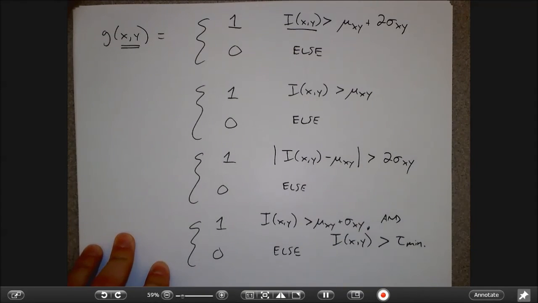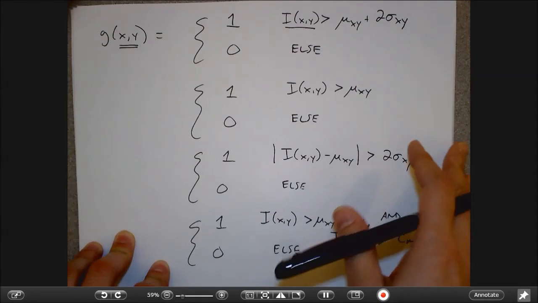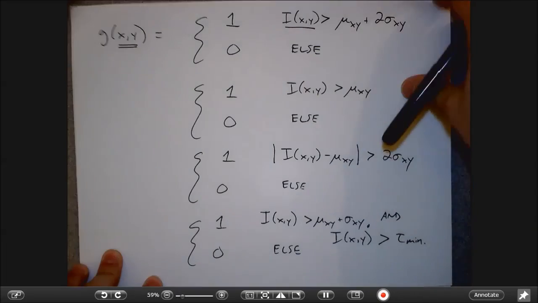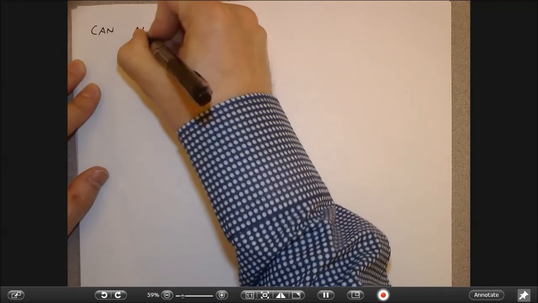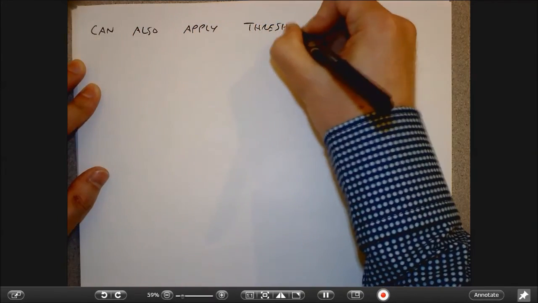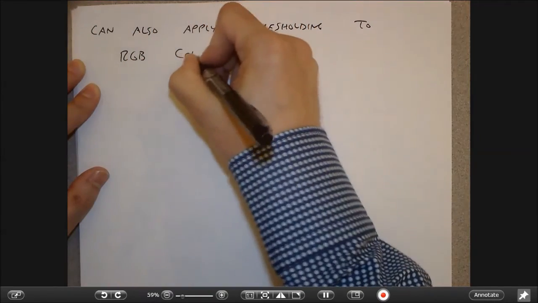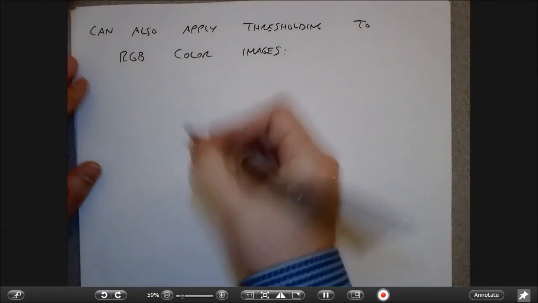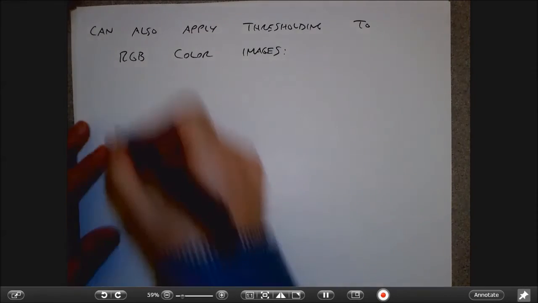Okay, so last thing I want to mention is that it's true that we can also do this in the world of color, right? Certainly for the past several weeks, I've talked about black and white stuff, but everything that I've said so far applies to color images, and so we can also apply thresholding to RGB color images, right? So we could do this in various ways, right?